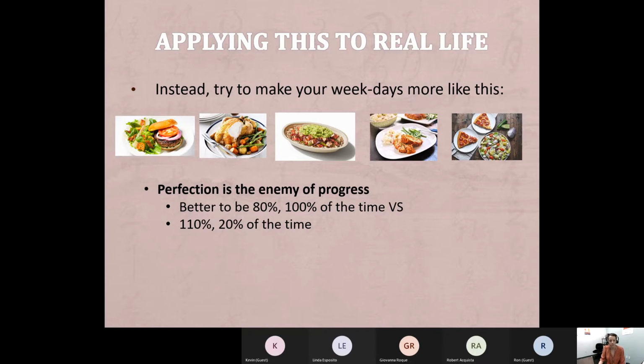And remember, perfection is the enemy of progress. So Amanda says it's better to be 80% 100% of the time versus 110%, but only 20% of the time. So what we're saying is consistency is better and being mindful.